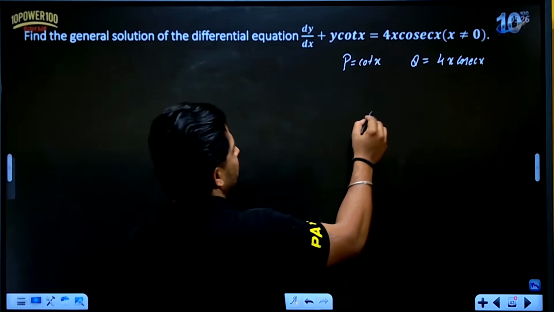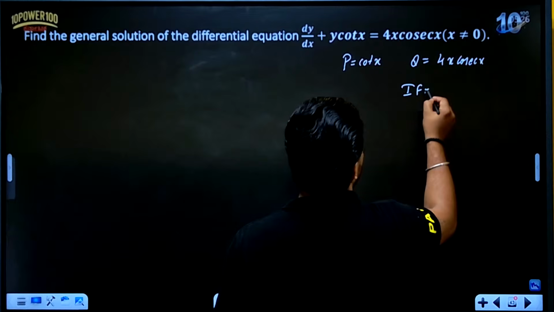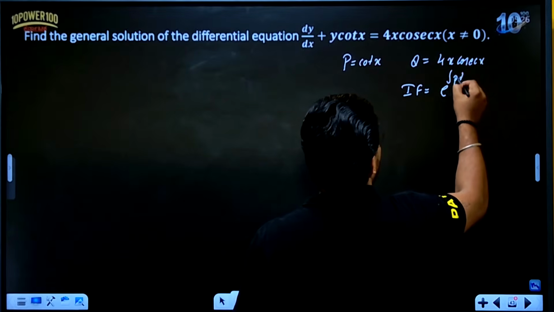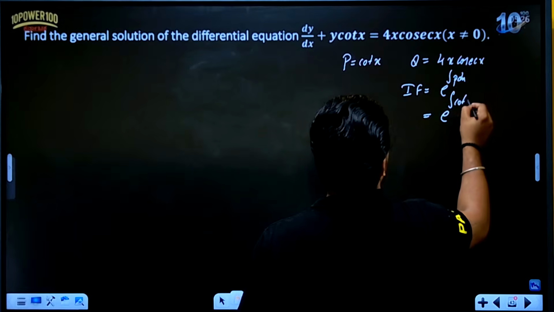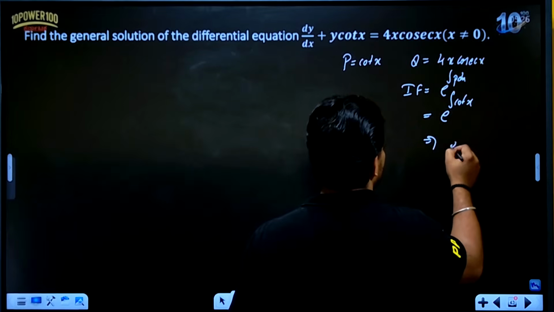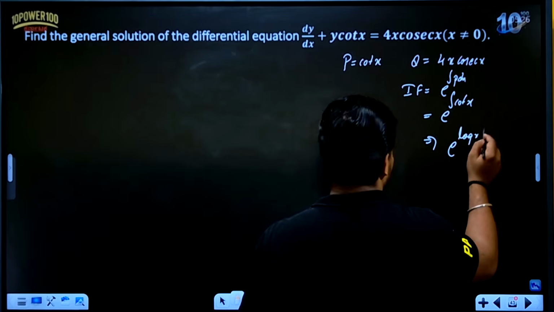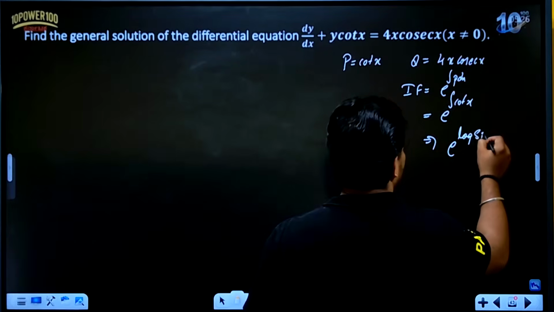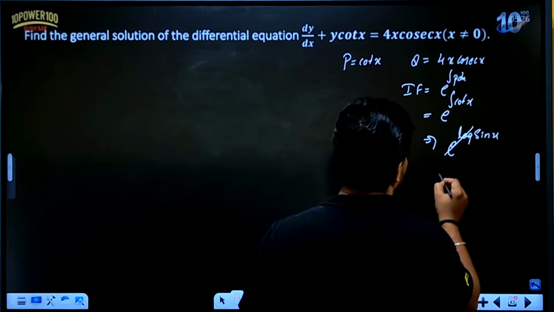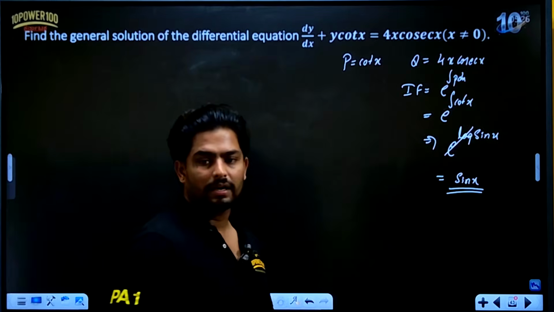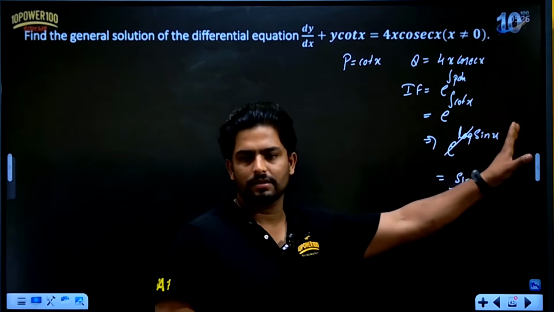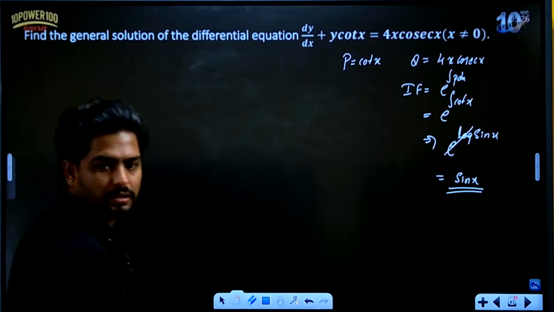Now integrating factor, we'll find out. So integrating factor is equal to e to the power integral of p dx, so it's actually e to the power integration of cot x. Integration of cot x is what? Log sin x. e to the power log sin x, so e and log cancel and the integrating factor is sin x. Integration of cot x is actually log sin x. So that's how I got sin x.